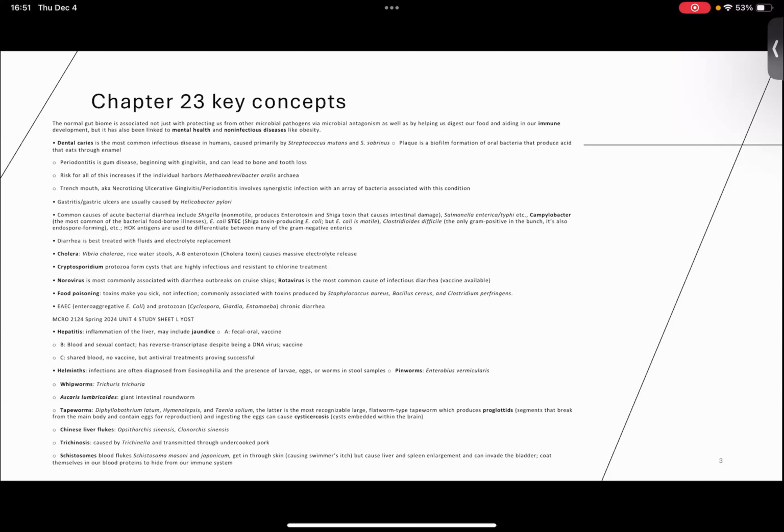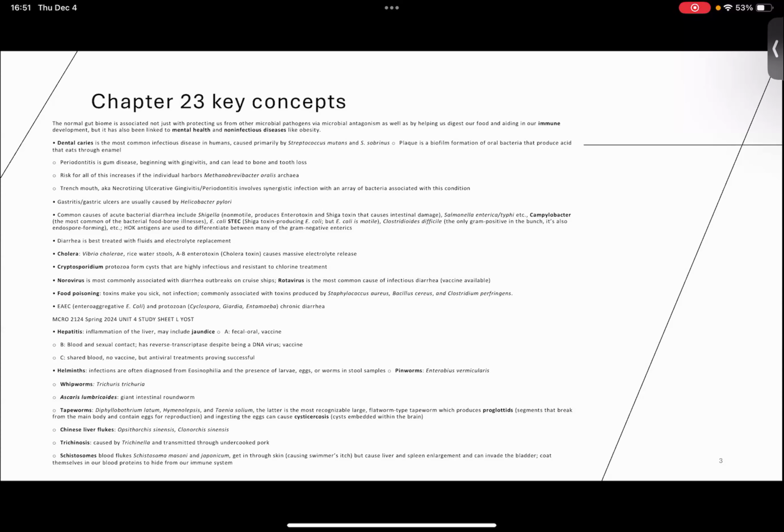You're more likely to have severe periodontal disease if your normal microbiome includes an archaea. And this is the only archaea that we discuss in the class as far as infectious diseases goes. And that is Methanobrevibacter oralis. It is archaea. It is not a bacteria. And having this archaea species as part of your microbiome predisposes you to having severe periodontal disease.